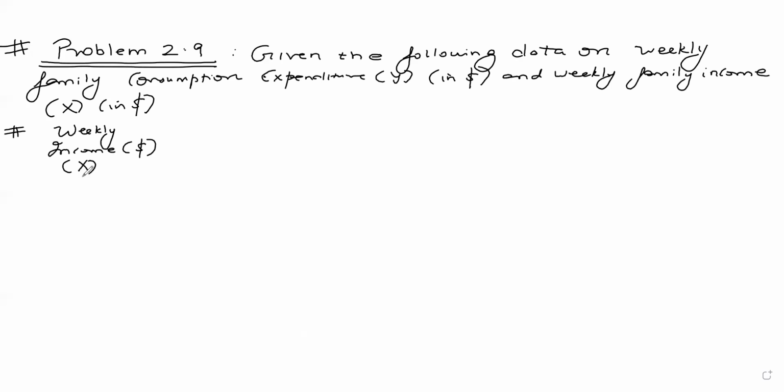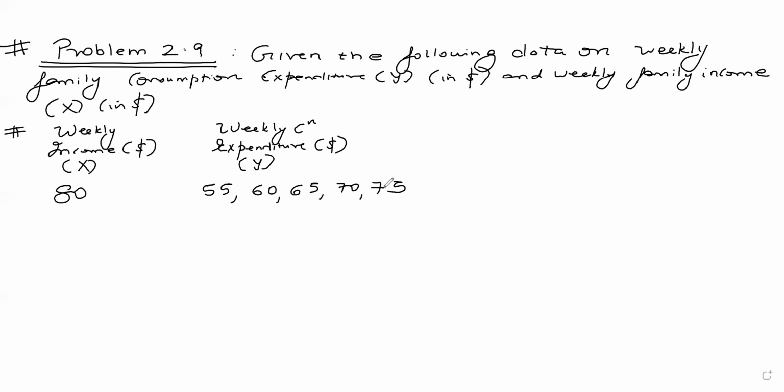Weekly income in dollars, this is our variable X. And we are given weekly consumption expenditure in dollars, which is our variable Y. Again, we are given for every value of X, you have different values of Y given to you. It's actually a mechanical question, but still we can take it up for discussion.